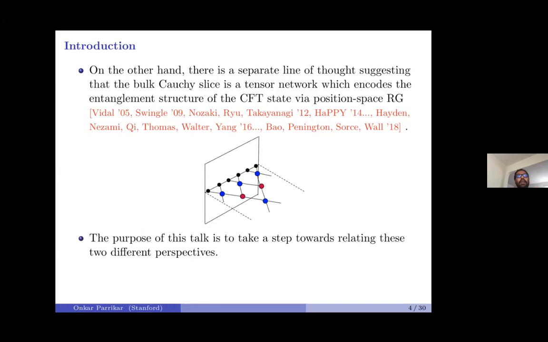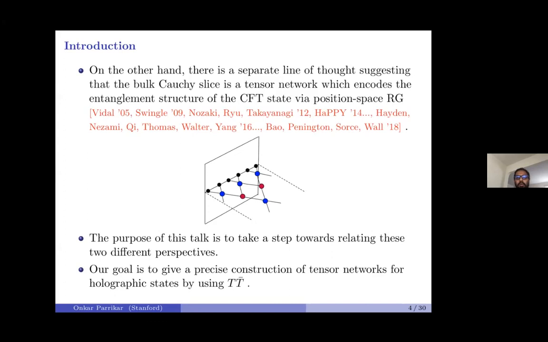At face value, it seems like these two different viewpoints on the emergence of the radial direction in AdS/CFT are somewhat different. But the purpose of this talk will be to take some steps towards relating these two different perspectives. In particular, our goal will be to use the recent developments in T-Tbar to give at least a roadmap for a precise construction of tensor networks for holographic states.